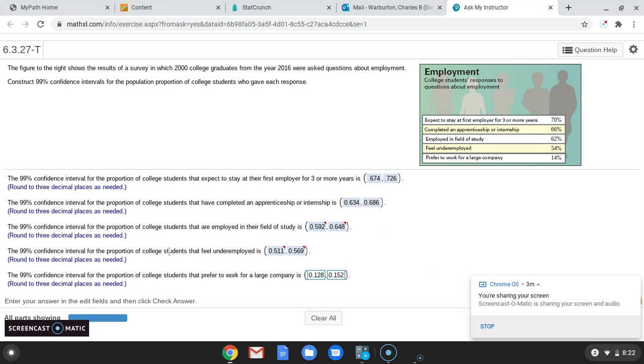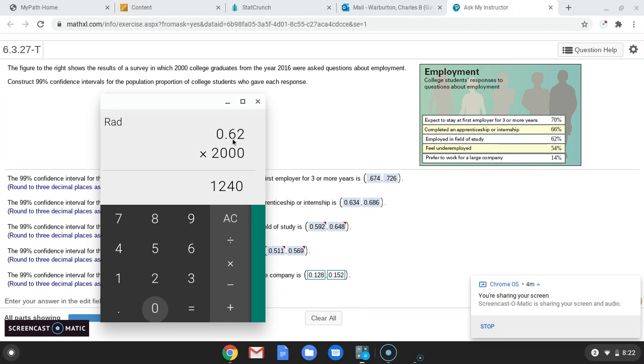Confidence level for the proportion of college students who feel underemployed. So for underemployed, I just go 54% instead of 62%. So let's see. I guess I just got to clear that. 0.54 times 2,000. That's 1,080, and then back to StatCrunch.